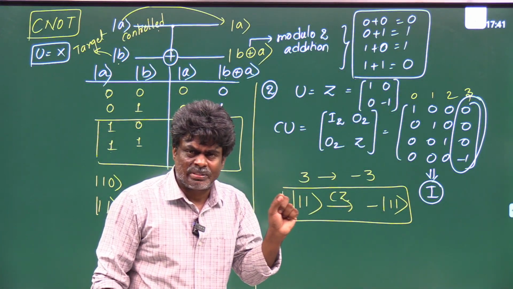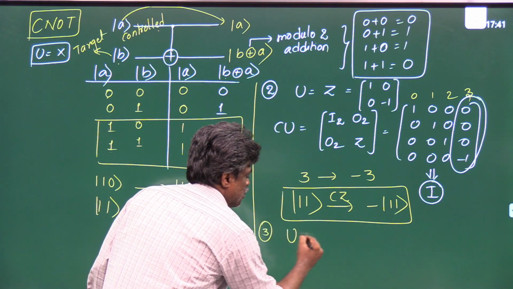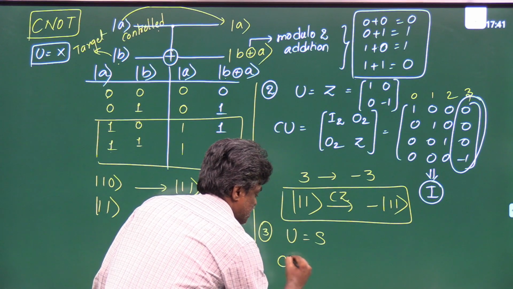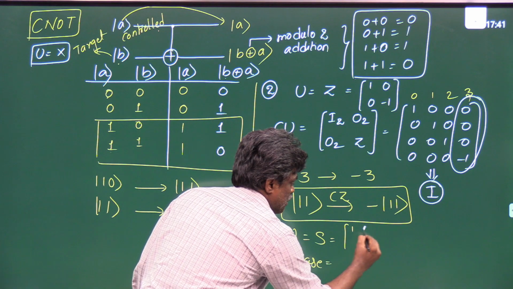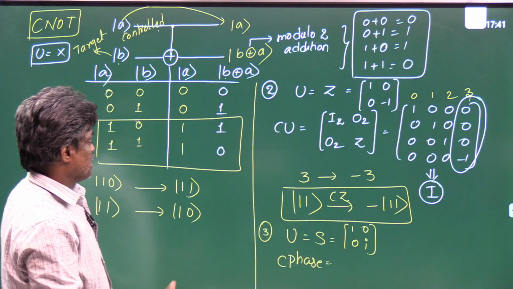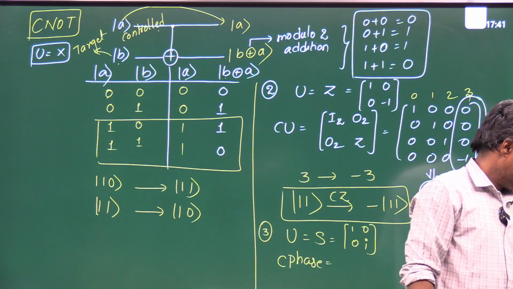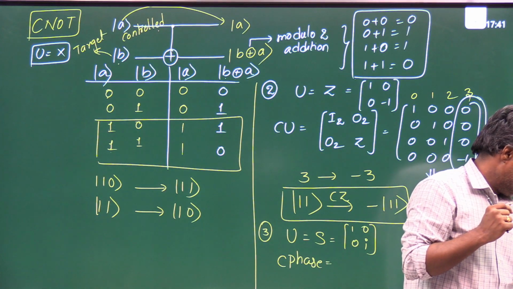Can you write the last one yourself? Please try. Third one, take U is equal to S, then that is called C phase. S is nothing but 1, 0, 0, iota. Please write it yourself. Yes. Any doubt, Babu? Okay, okay.